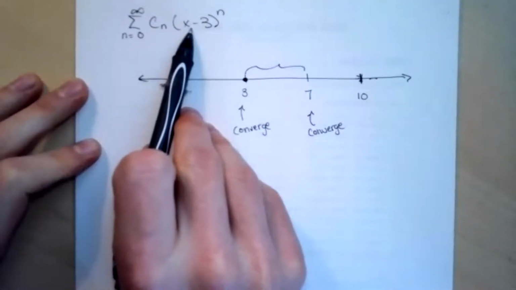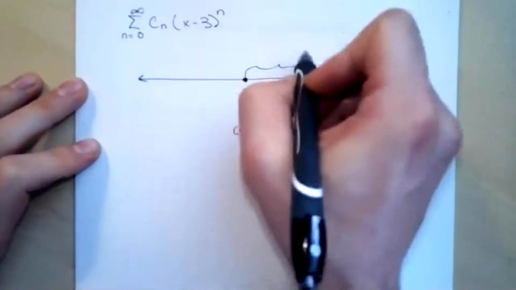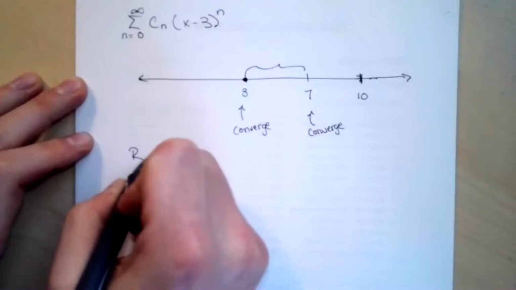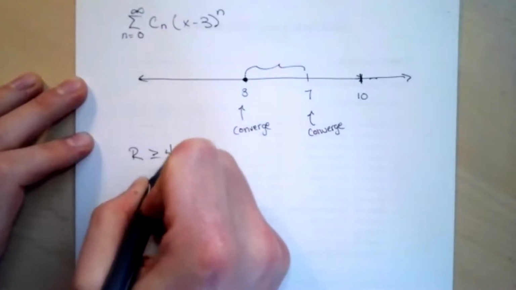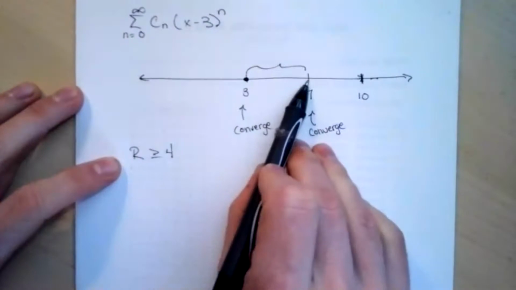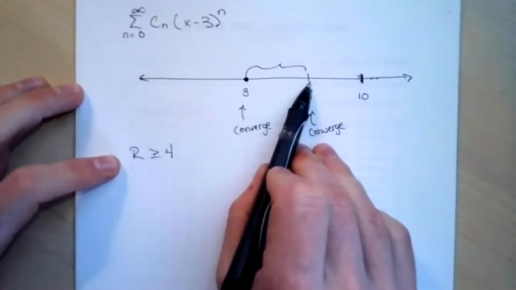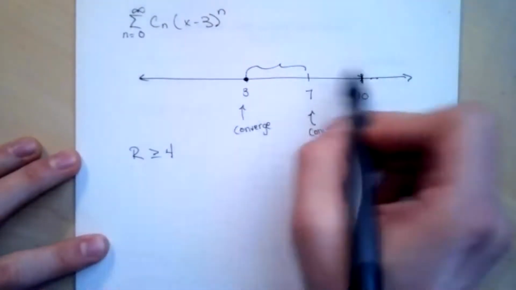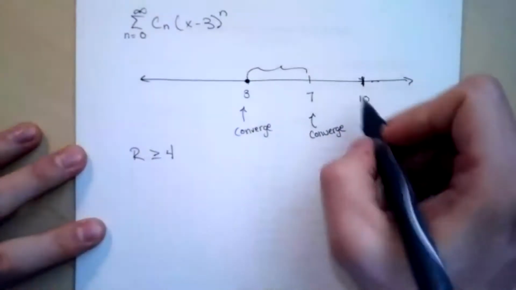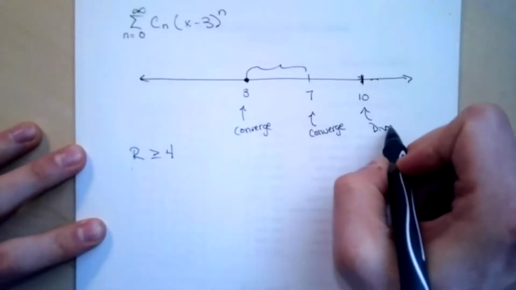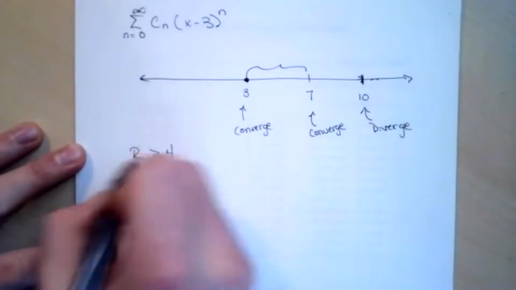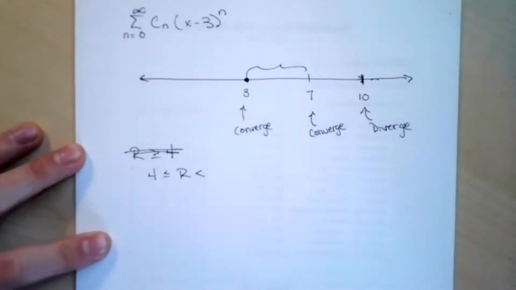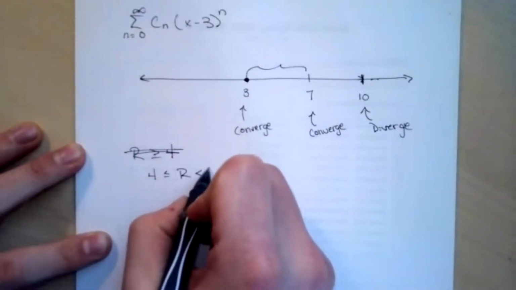3 is our center. So we know that the radius of convergence, here, let's write it here. The radius is bigger or equal to 4. The radius could be exactly 4, and 7 could be the largest number where we get convergence. Or it could maybe converge even for 8 or 9, or some decimals in between there. We know at least by 10, it's going to diverge. So we know that the radius of convergence is at least 4, but it's got to be less than 7.